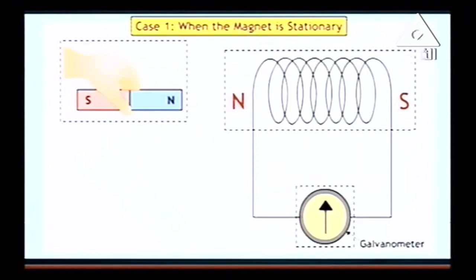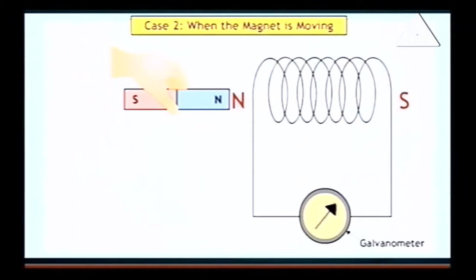A magnet is held at rest close to one end of the coil, and no current is observed to flow in the coil. This happens when the magnet is stationary, held at rest at one end of the coil.